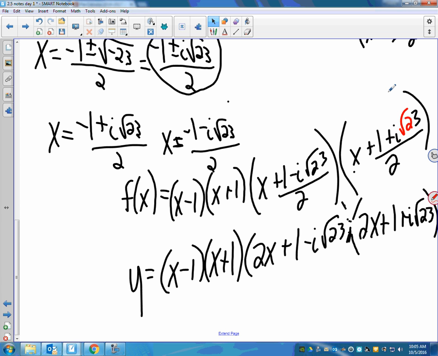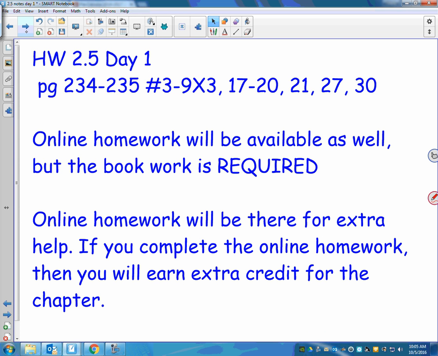Notice that on 2-5, there are 2 lines, and I wrote out next to it day 1, day 2, since you haven't done this before, so you didn't think to do all of that. Today, you are going to do 3 through 9, and this means multiples of 3. Instead of doing evens or odds, when I put a times 3 next to it, it means every third problem. So you're just doing 3, 6, and 9. Doesn't mean do them 3 times each. And then you're going to do 17 through 20 all, then 21, 27, and 30.